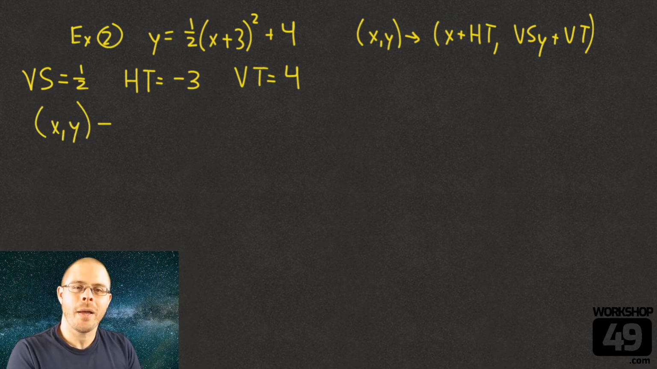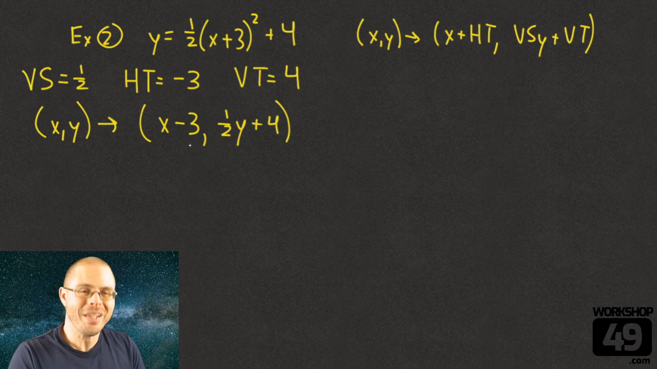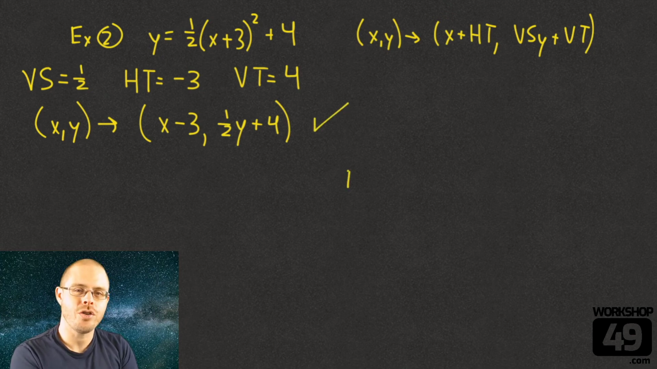So x comma y is going to be transformed into x plus our ht. Our ht is -3, so that means we're going to get x subtract 3, comma. Our vertical stretch multiplied by y is 1/2 y, and then finally you end a mapping rule by adding on the vertical translation, plus 4. Mapping rule complete. So if you can come up with those three transformations and you know the equation for a mapping rule, you can fill these values in. And this is the transformation for altering points from an original parabola.